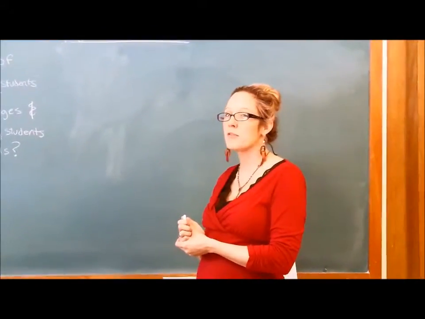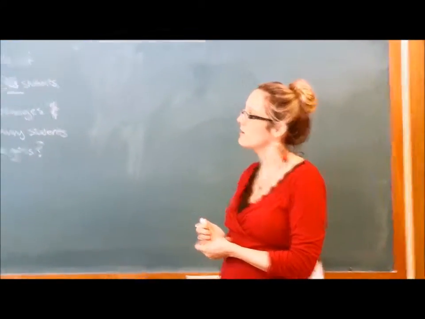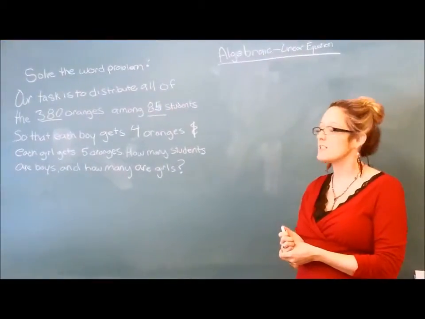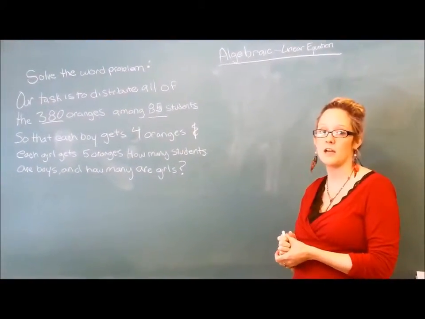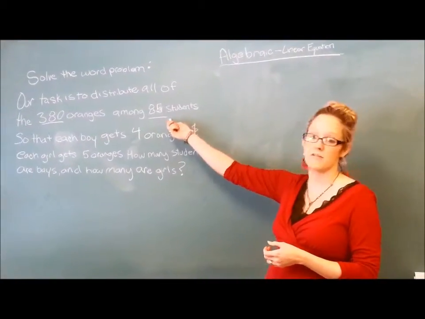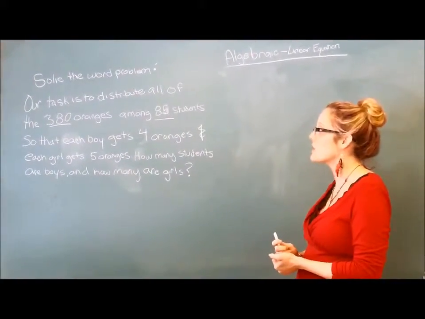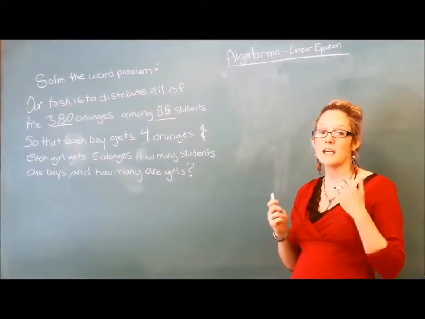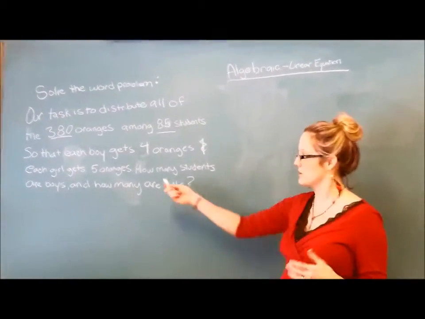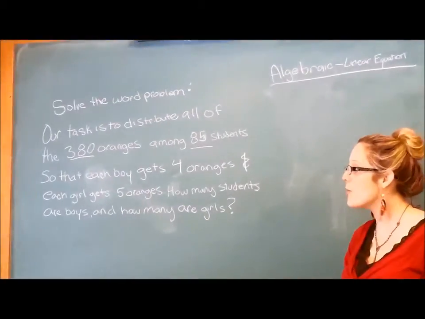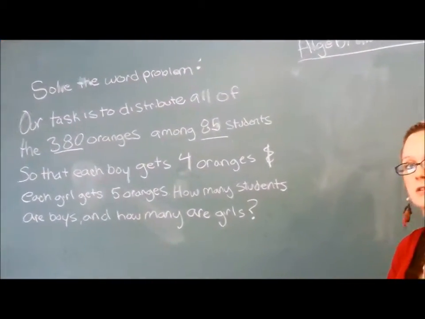Alright, let's review the problem first. Our given task is to distribute all of the 380 oranges among 85 students. We need to make sure that each boy gets 4 oranges, and that each girl gets 5 oranges. We need to know how many students are boys and how many students are girls.